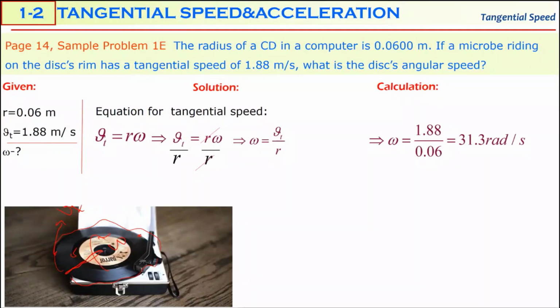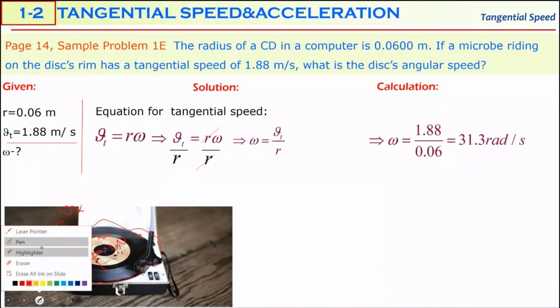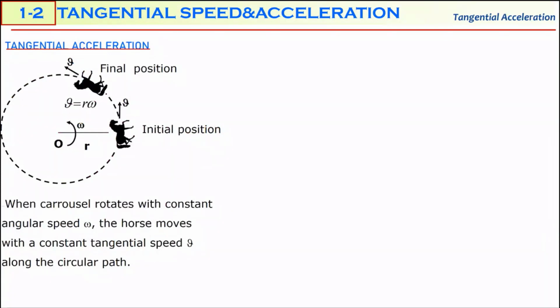If there is a tangential speed, there also must be a tangential acceleration. When a carousel rotates with constant angular speed omega, the horse moves with constant tangential speed, because we know that V is equal to R times omega. If omega is constant, the tangential speed of this horse also must be constant, because the same horse is moving at the same radius. So R is the same, omega is the same, V is the same.